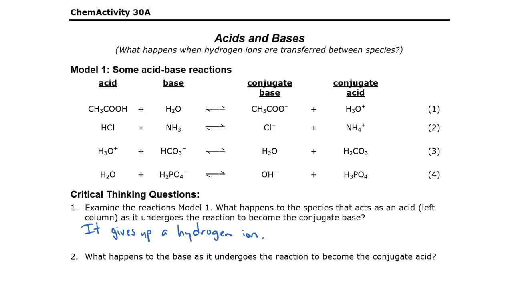So here's a good answer. You could say the acid gives up a hydrogen ion. I should have said the acid gives up a hydrogen ion as it undergoes the reaction to become the conjugate base, right? That would be a much better sentence. Clearly I'm getting a little tired after doing 6 of these in one day and on number 7.